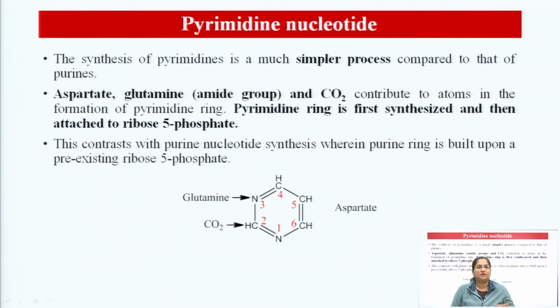So, it is not that we already have a ribose 5-phosphate and then we incorporate our pyrimidine nucleus. Earlier, in the purine nucleotide, we had ribose 5-phosphate from carbohydrate metabolism, and then we synthesized and incorporated our purine nucleotide. Here the thing is different. We are preparing the pyrimidine ring and then we attach that to ribose 5-phosphate. Okay, so let us see the synthesis.